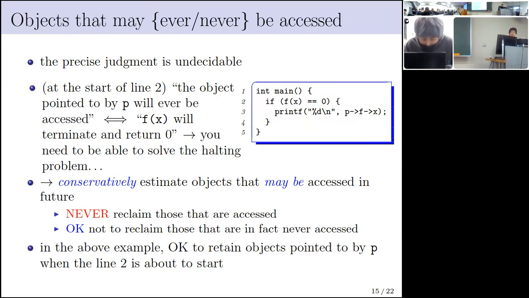Well, this question is obviously equivalent to asking if the return value of f of x is 0 or not. So if f of x returns 0, then p is going to be used. But otherwise, it's not going to be used, right? And again, we are asked to judge if p is going to be used or not right before executing this second line. So we are essentially asked to decide if f of x is going to return 0 or not without actually executing f of x.